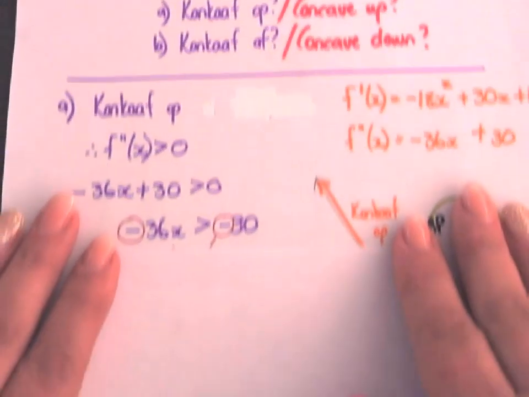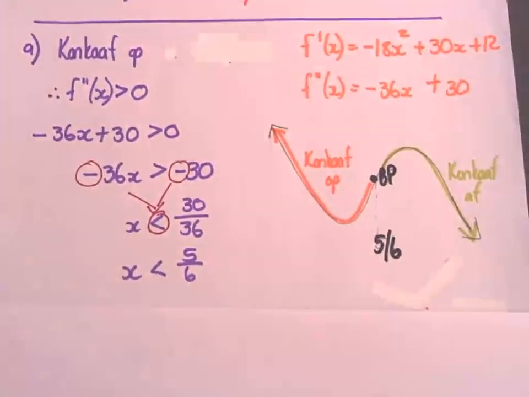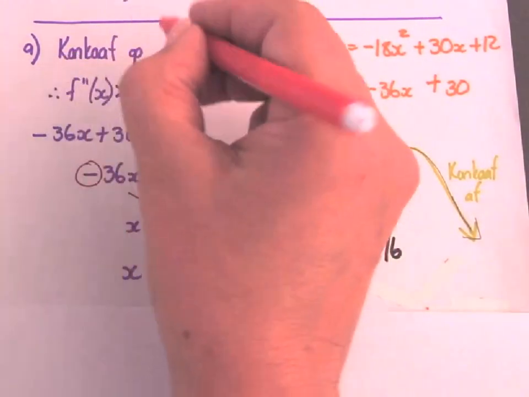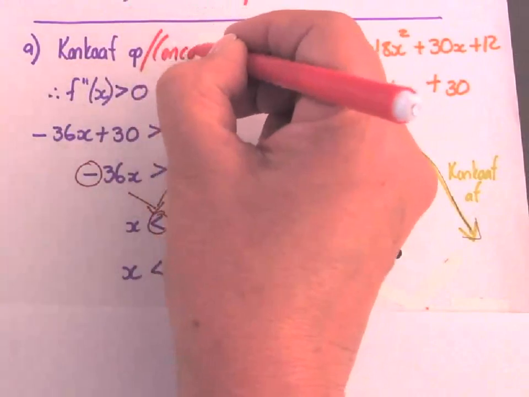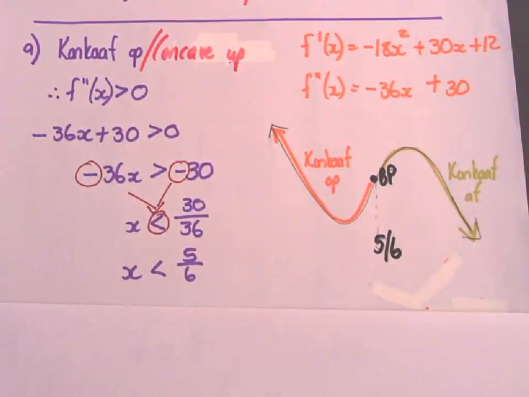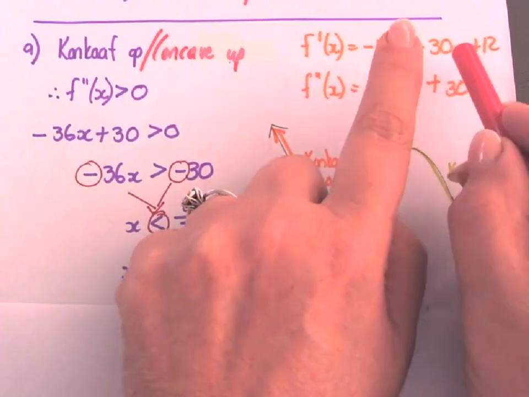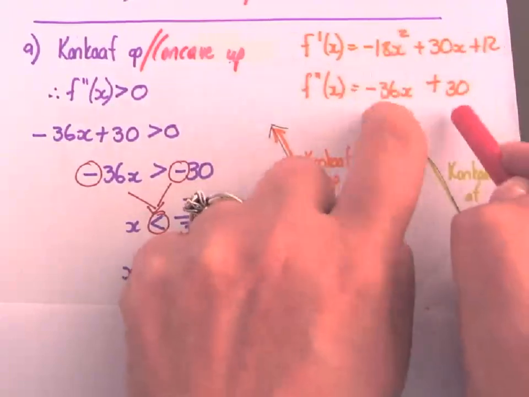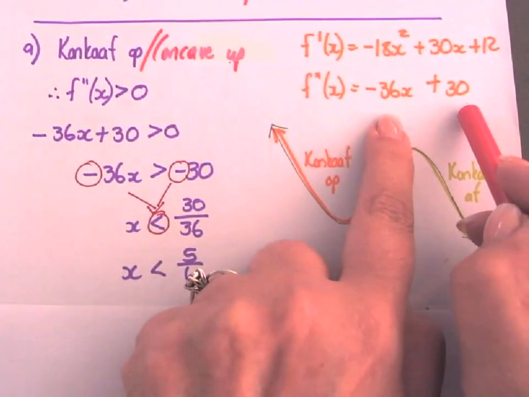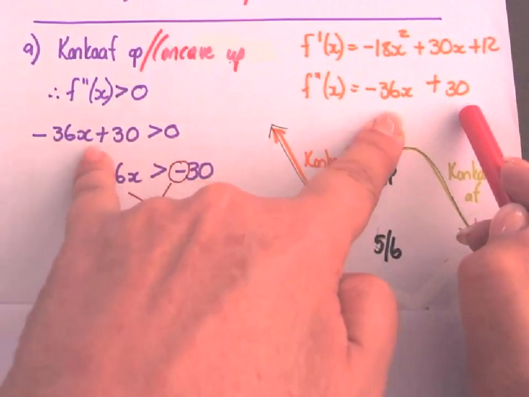Yeah. So concave up means that my second derivative must be larger than 0. You first need to get your first derivative from the cubic function, and then you differentiate that to get your second derivative, and you use this second derivative to say that it is larger than 0.